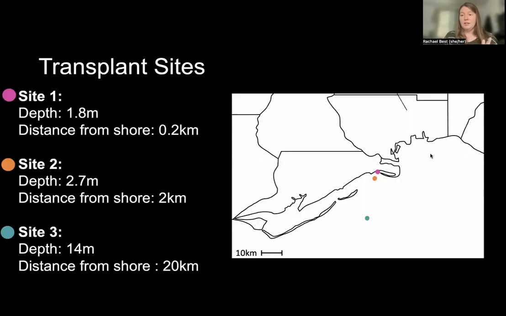And so these 3 sites that I used differ in their depth and distance from shore. So site 1 is the closest to shore and the shallowest. Site 2 is slightly deeper and 2 kilometers from shore, and site 3 is the deepest at 14 meters deep and the furthest from shore at 20 kilometers away from shore.